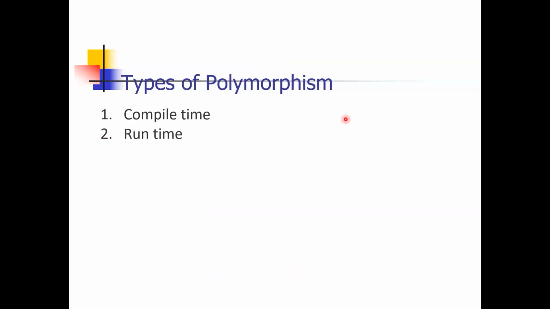Now, polymorphism types. There are two types of polymorphism. The concept can happen during compile time or during run time. Okay, so let's see one by one.